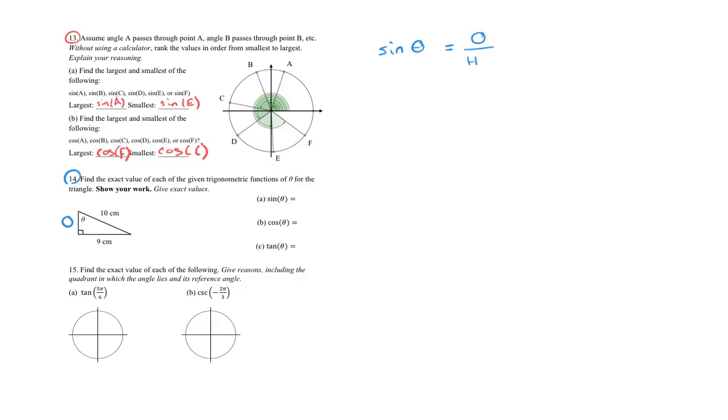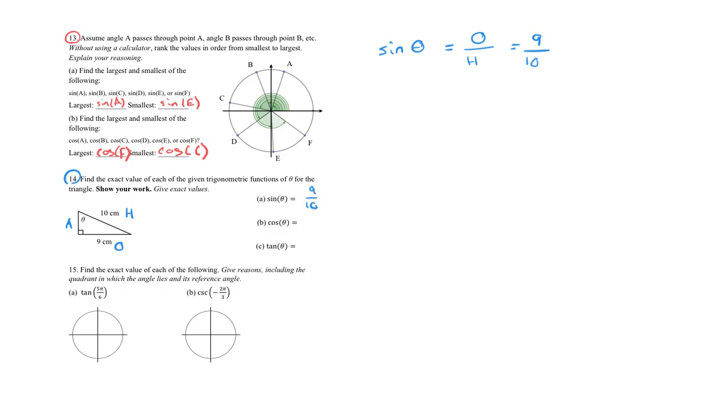Oh, my bad, I just realized theta is actually right here, which means that our adjacent side is actually the one that we need to solve for. Look, our angle is here, which means that our opposite side is this side right here, which means that we have everything that we need. We have our adjacent, our opposite, and our hypotenuse. So sine of theta is going to be equal to our opposite side 9 over our hypotenuse of 10. So sine of theta is 9/10.